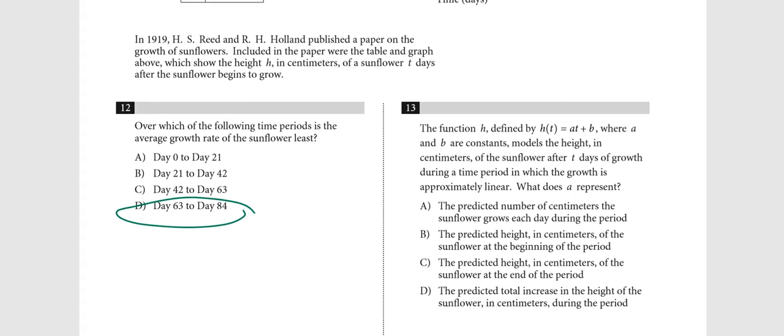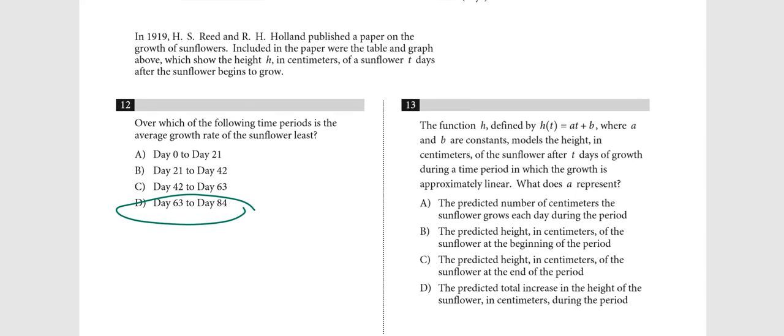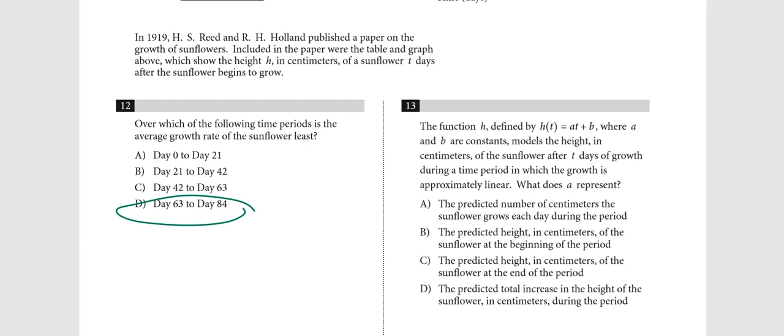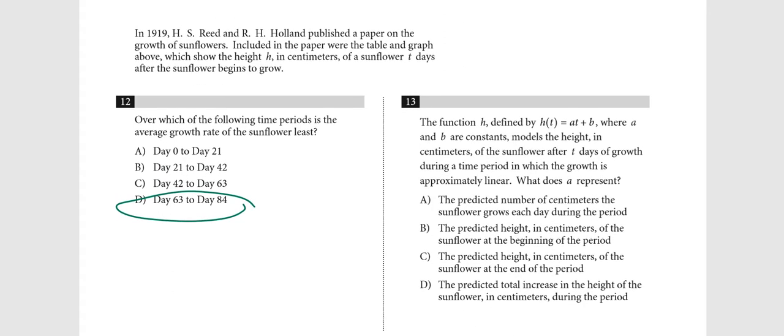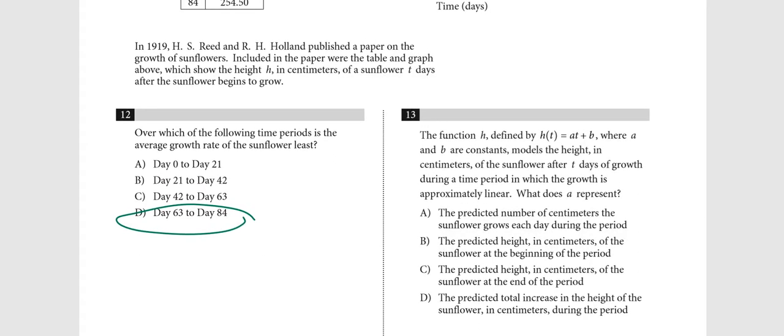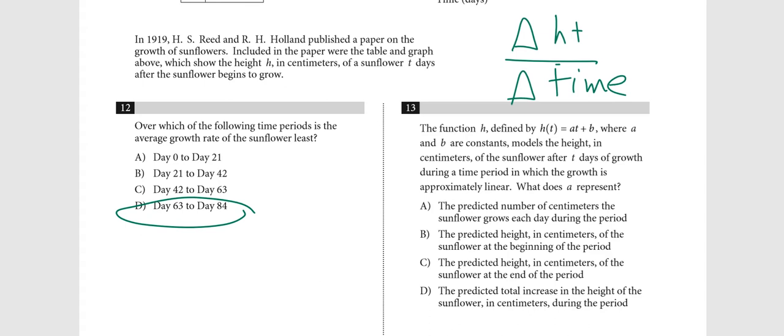The function defined, where a and b are constants, models the height in centimeters of the sunflower after t days of growth during a time period in which the growth is approximately linear. What does a represent? That would be the slope. So that would be the rise, or the change in height. Here, we'll do this. Some cool physics stuff. Change in height over change in time. Okay, do we have any answers that look like that? Change in height over change in time.